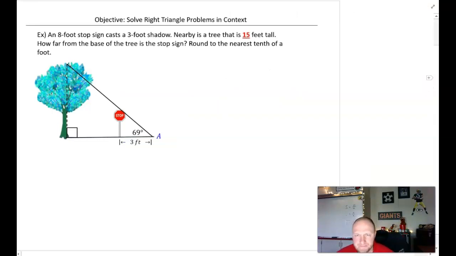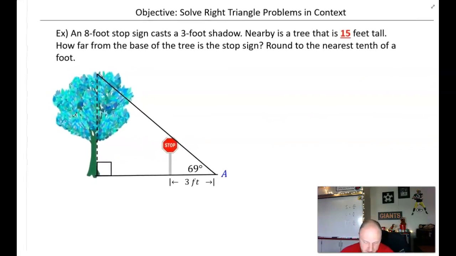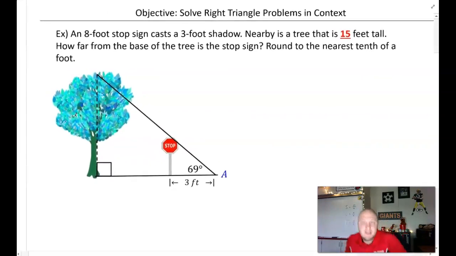Okay. Here is the last example that I have for you. And they give us some information. They say an 8-foot stop sign casts a 3-foot shadow. Nearby is a tree that is 15 feet tall. How far from the base of the tree is the stop sign? Round to the nearest tenth of a foot.